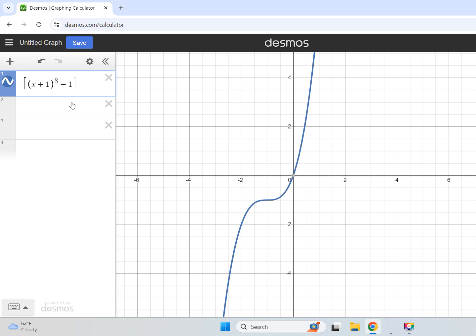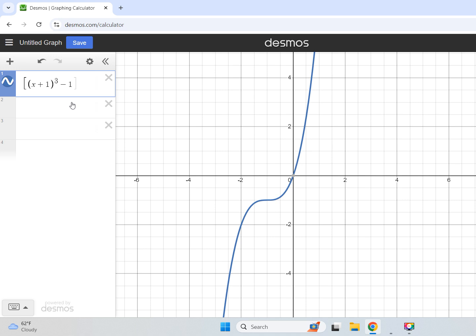Okay, let me go back. That's without doing the x-axis reflection. Simple cubic function that is shifted 1 unit to the left and 1 unit down. Now watch carefully what happens when I do an x-axis reflection. An x-axis reflection is doing a negative of the whole function. You take that y-coordinate, whatever it is for whatever x you plug in, and you do a negative of that.